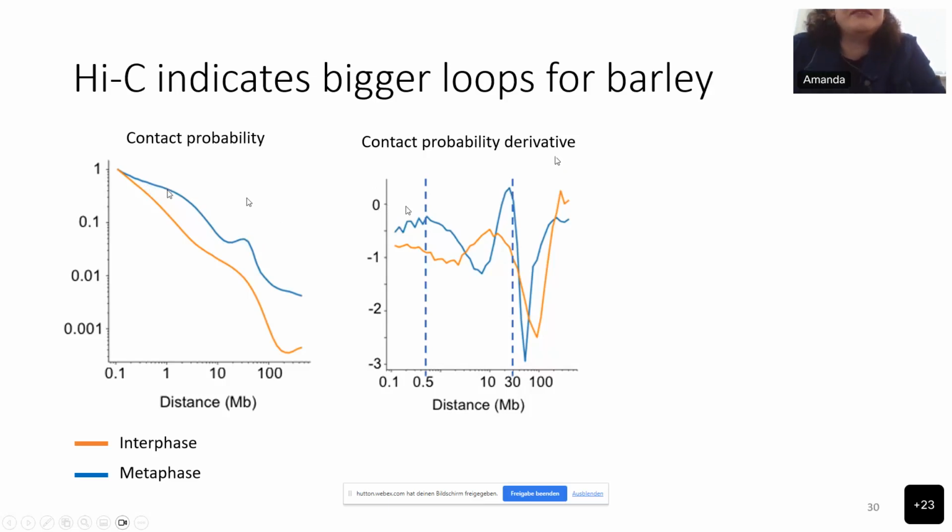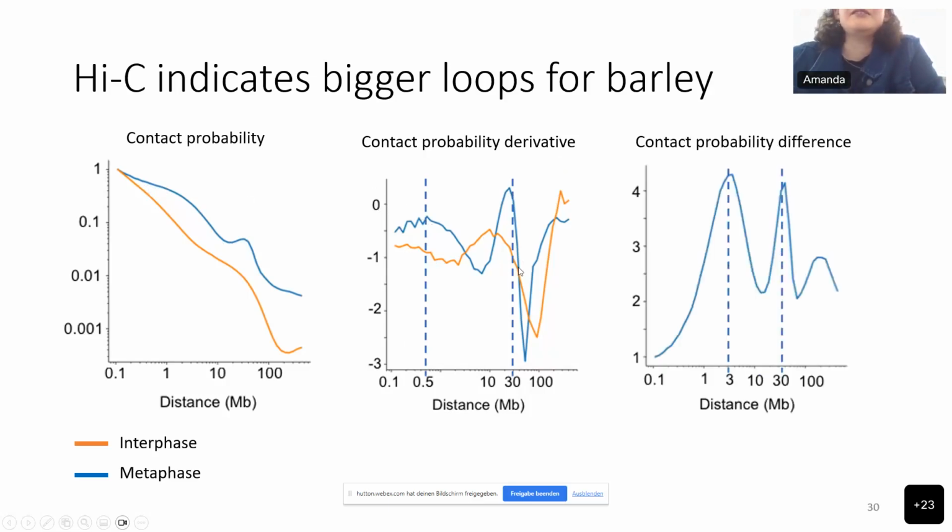We can see that there is this increase in the derivative at 500 kb, that for interphase there wasn't. And just taking the difference between the metaphase and the interphase contact probabilities, we see an increase at 3 megabases too, apart from the 30 megabases for the helical turn. So this analysis really seems to indicate that the helical turn will indeed be around 30 megabases.